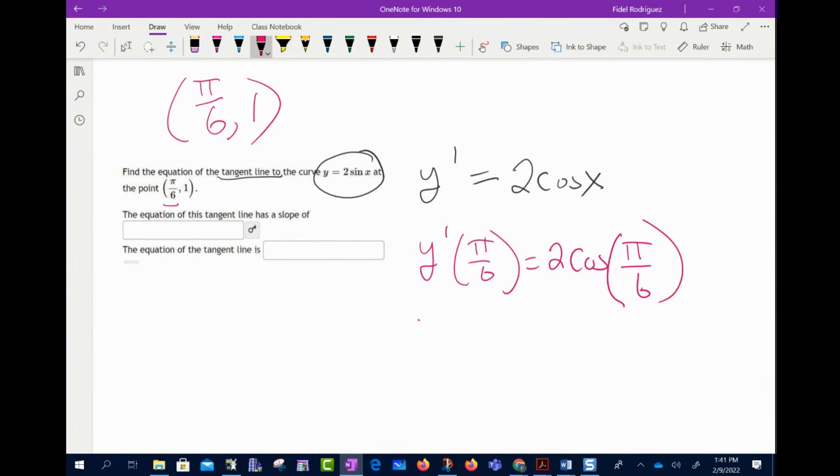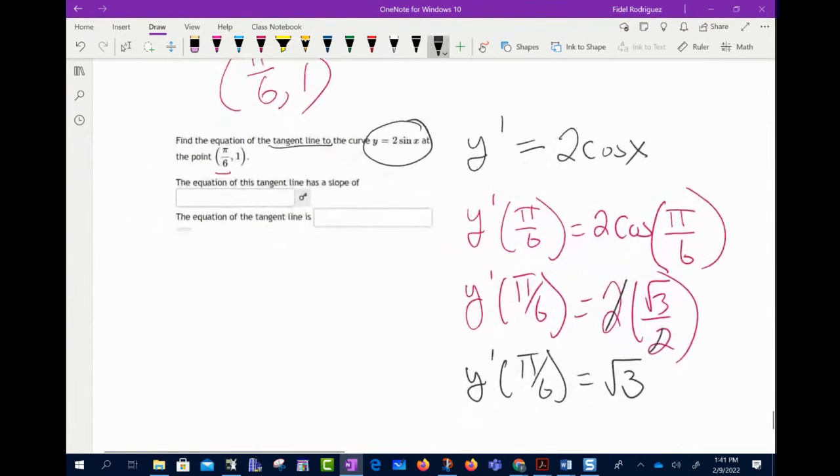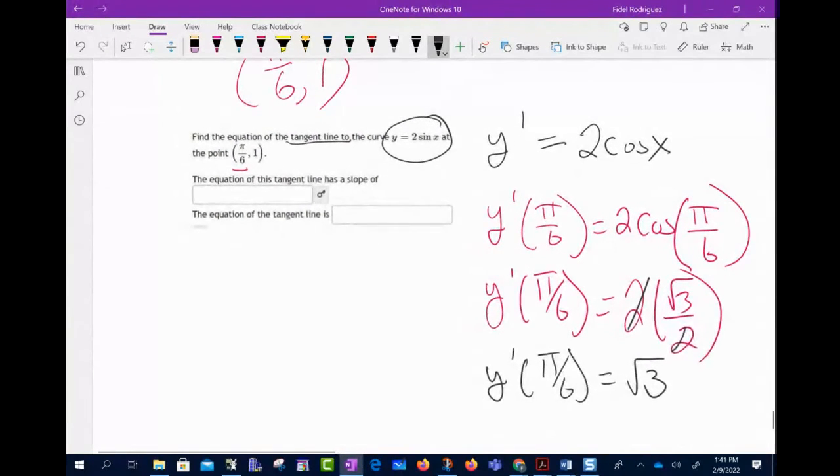Yeah, we'll get there in 1 second. Let's see. Y prime at pi over 6 is 2 times the square root of 3 over 2. John says those 2's are now going to cancel. So y prime at pi over 6 is just the square root of 3. Does that make sense? Jennifer, am I doing okay? Okay, just checking with you.